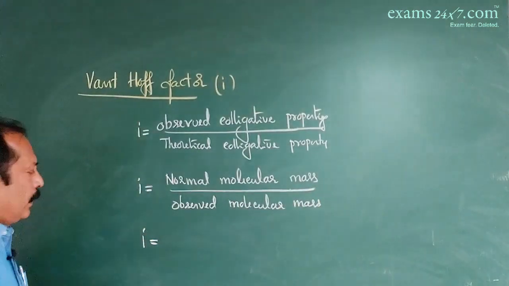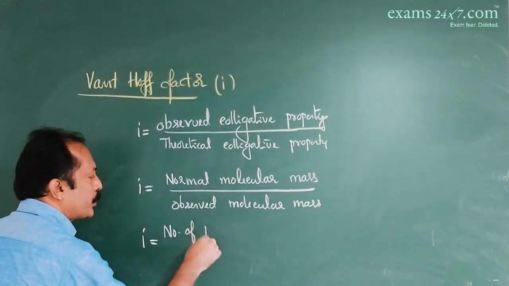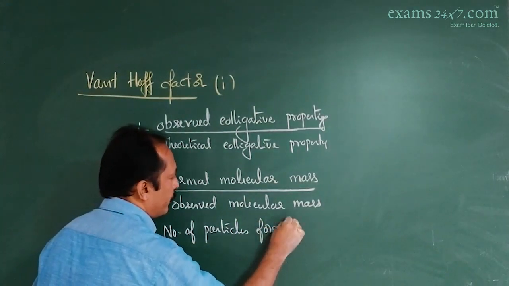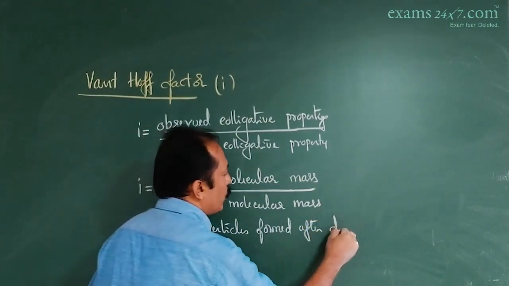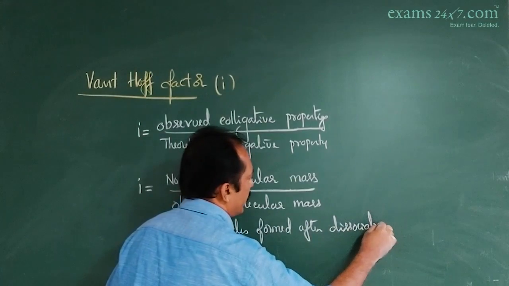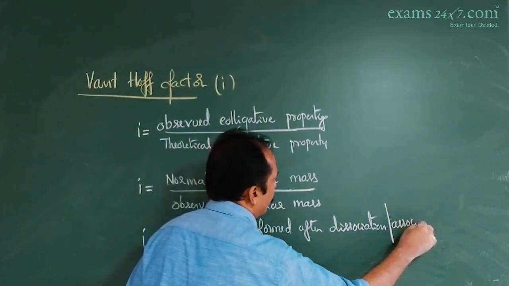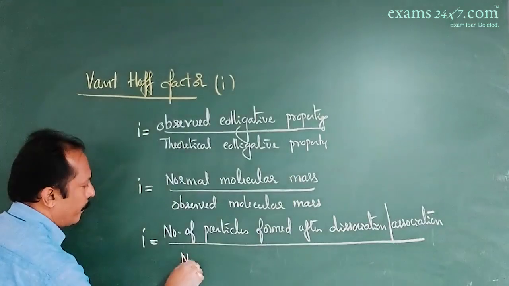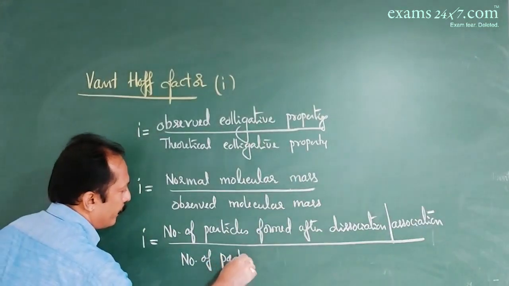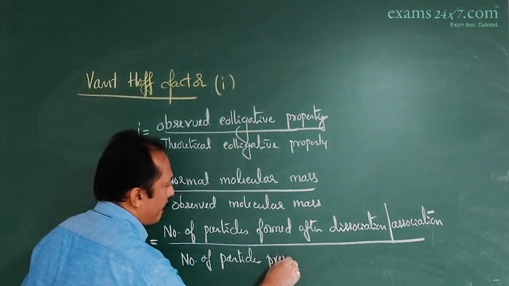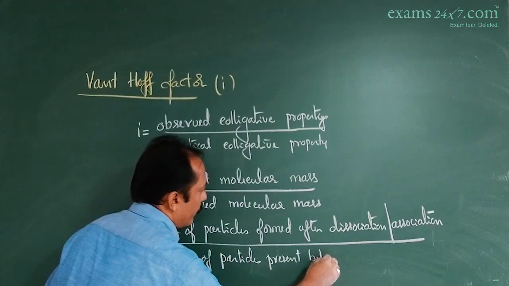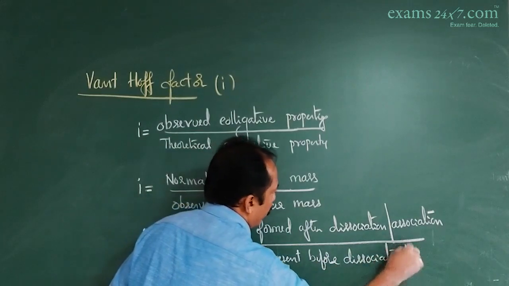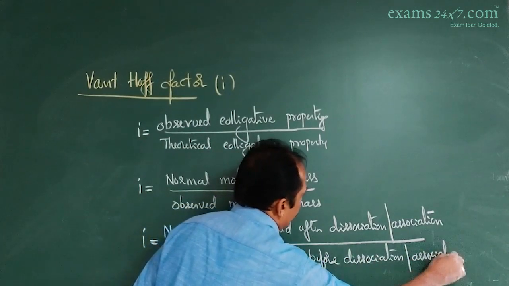One more: i is equal to the number of particles formed after dissociation or association, divided by the number of particles present before dissociation or association.